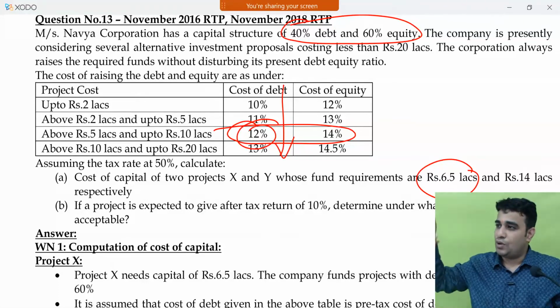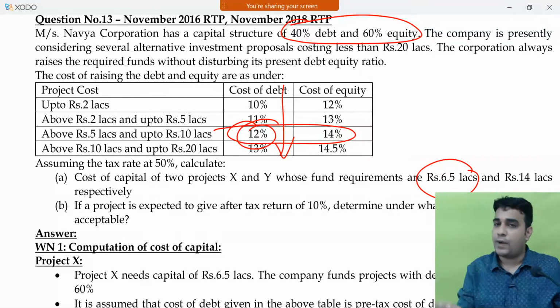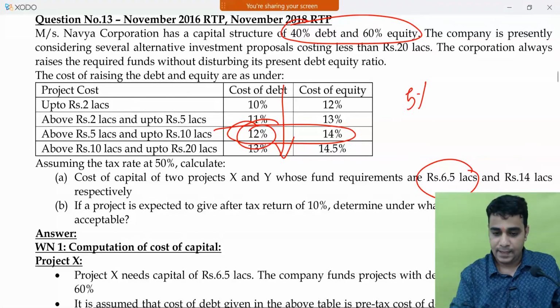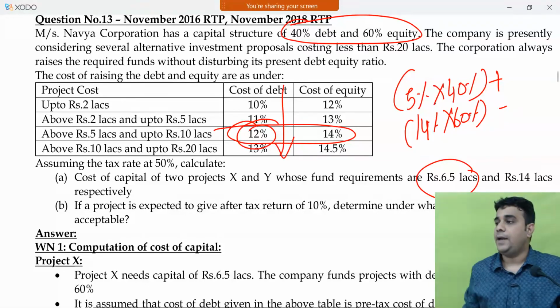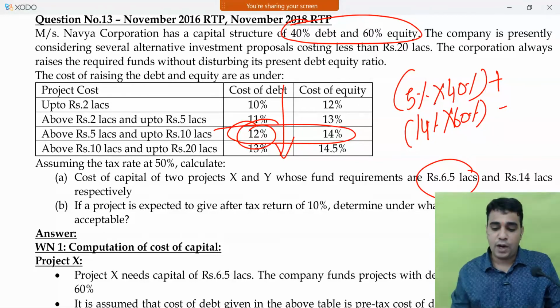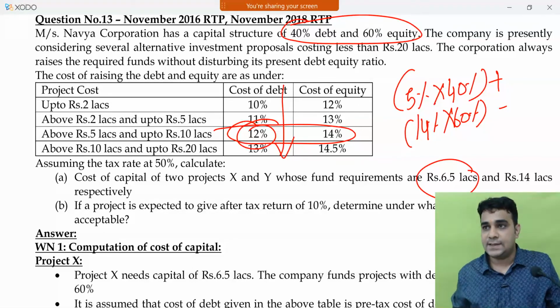See, instead of doing source, cost, weight, product in a detailed format, cost of debt is 12 into 1 minus tax rate, which is 5%. Weight of debt is 40%. Cost of equity is 14%. Weight of equity is 60%. 5 into 40% plus 14 into 60% is the cost of capital if you are doing a project worth 6.5 lakh.